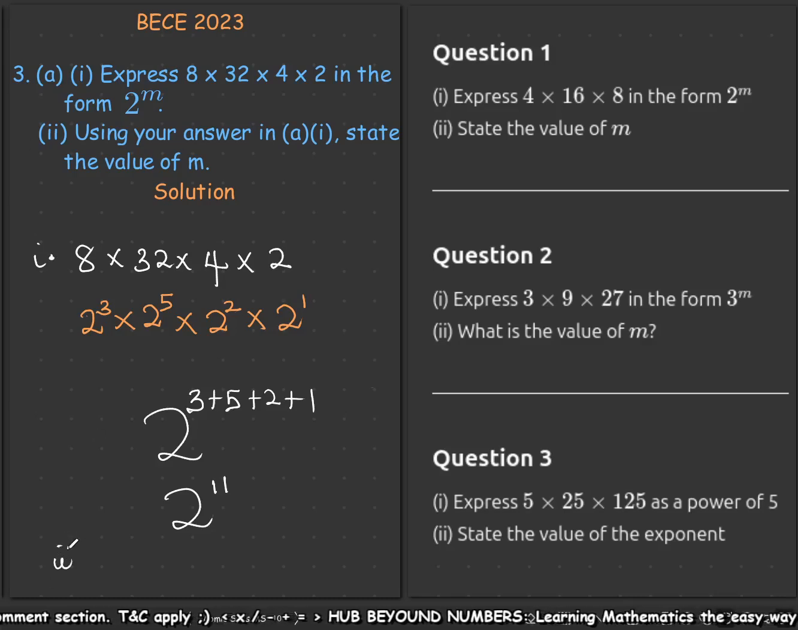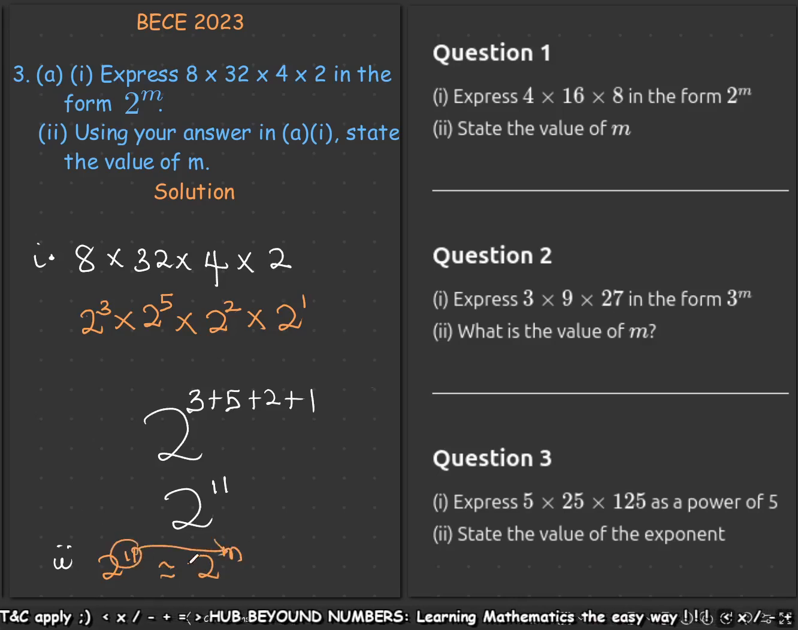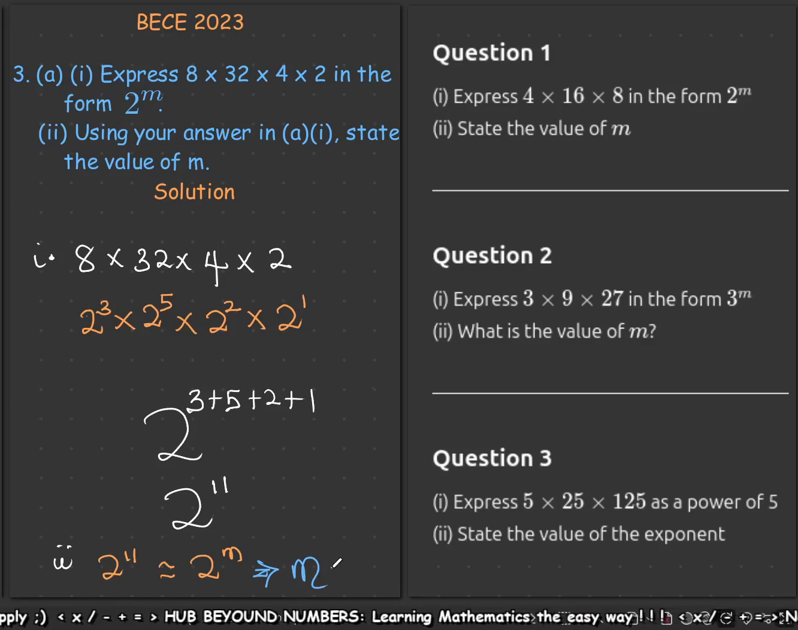Now, II says all we need to do is to state the value of m. So if you are to compare what we have written, we wrote 2 to the power 11. And if we are to compare it to 2 to the power m, then we can just say the m is actually the 11. You see? So we just say that the value of m is equal to 11. As simple as that, and you are done with question 3A.